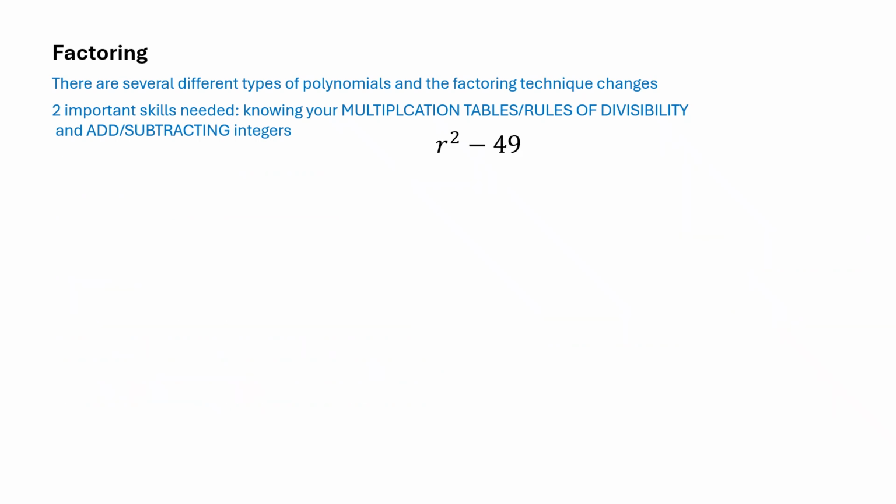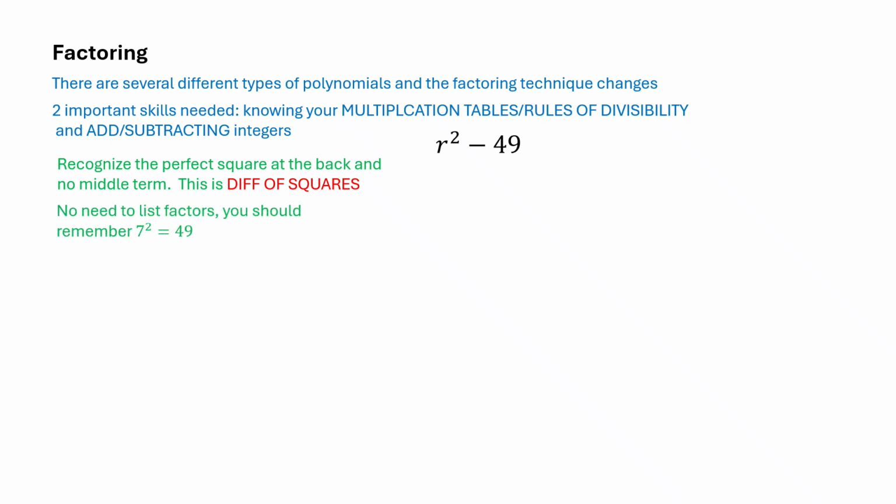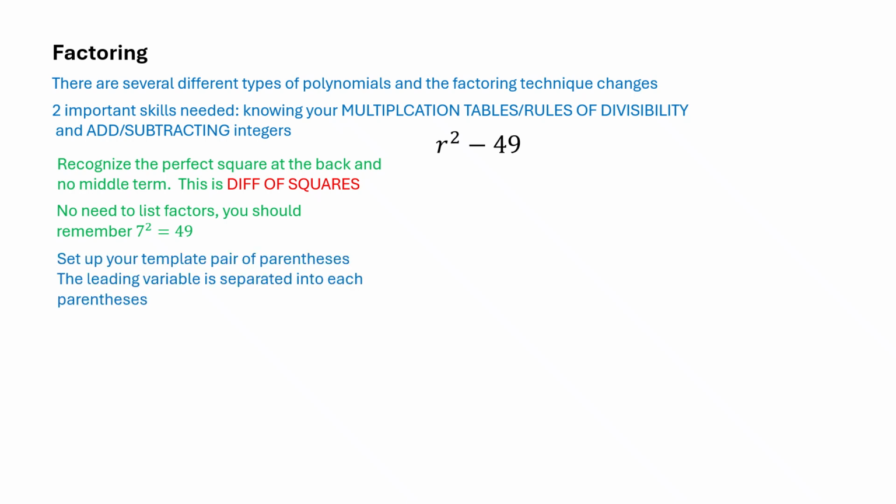Let's try this one. So recognize that there's a perfect square at the back and there's no middle term. This is called a difference of squares. So we don't need to list the factors. You should already remember that 49 and 7 are related. It takes 7 times 7 to make a 49. So set up your parentheses. Insert your 7s to represent 7 times 7 is 49.